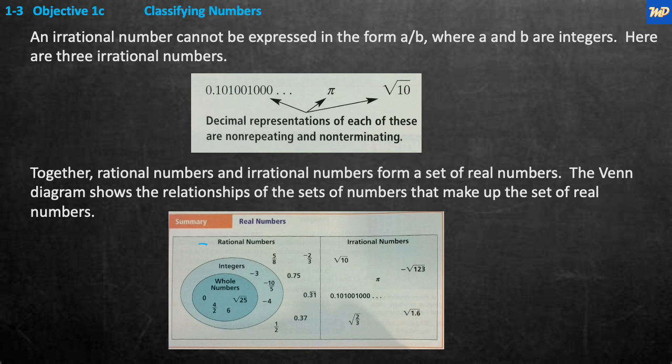0.75, negative 2/3, 5/8, 0.37, 1/2, 0.31 repeating. See the little repeating sign right there? Now on the other side, we have the irrational numbers, which are the ones we spoke about. The square root of 10, pi. Here's pi right here. Here's this 0.101101, whatever, you see it.